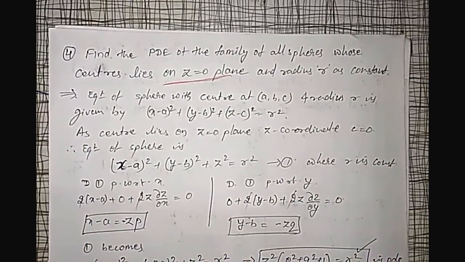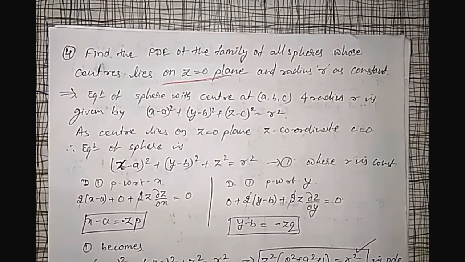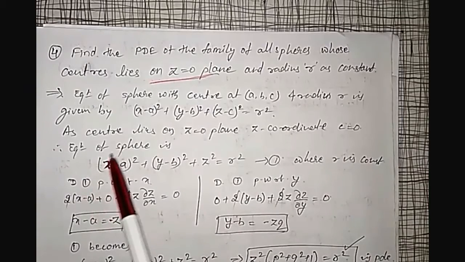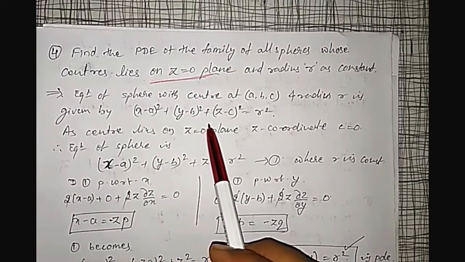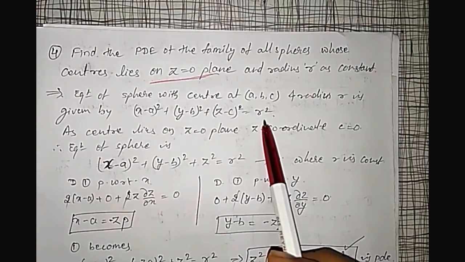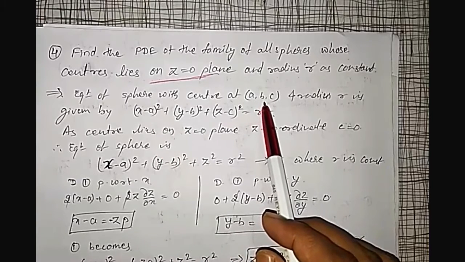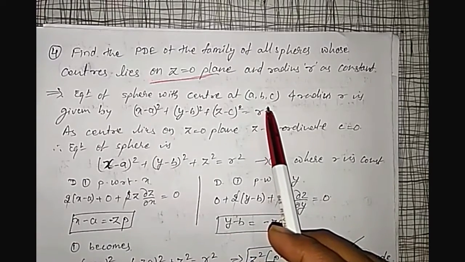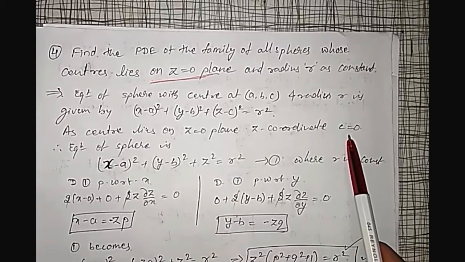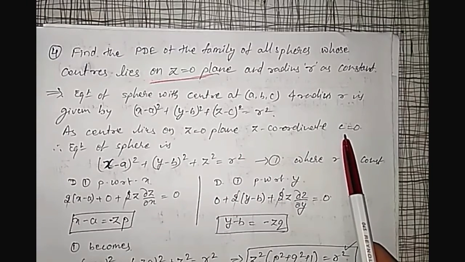Here we know that the equation of the sphere whose center is at a, b, c and having radius r is given by x minus a the whole square plus y minus b the whole square plus z minus c the whole square equal to r square. Here a, b, c is the center anywhere in space. But in this particular problem they have given that the center lies on the z equal to 0 plane. If z equal to 0 plane, on that plane the z coordinate c will be 0.